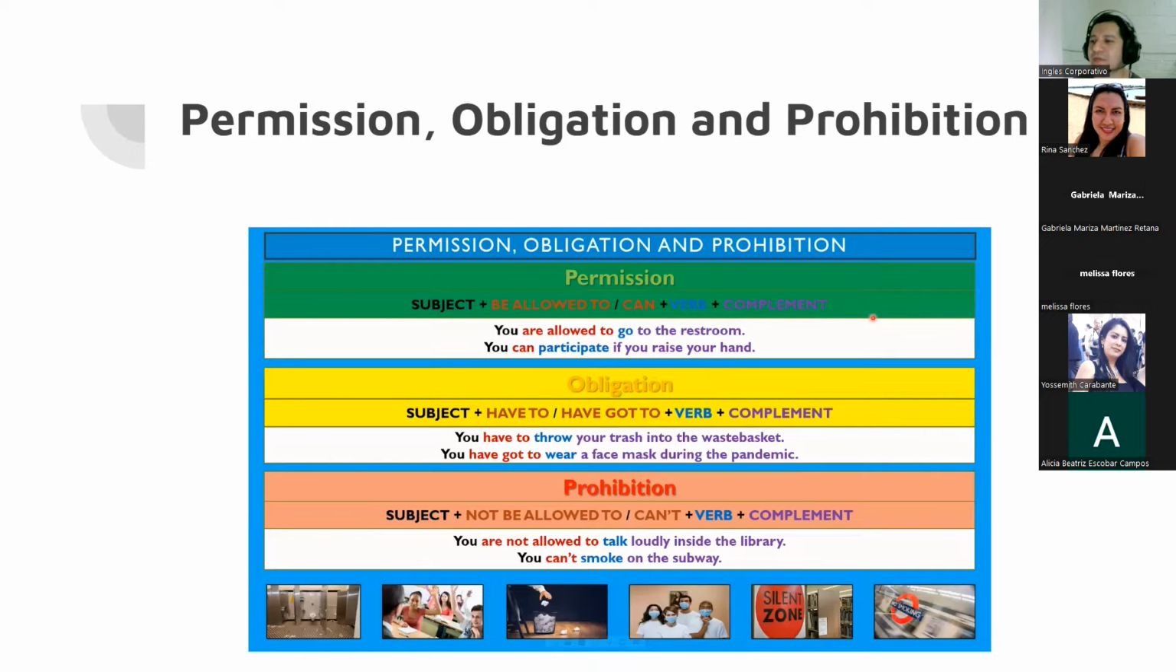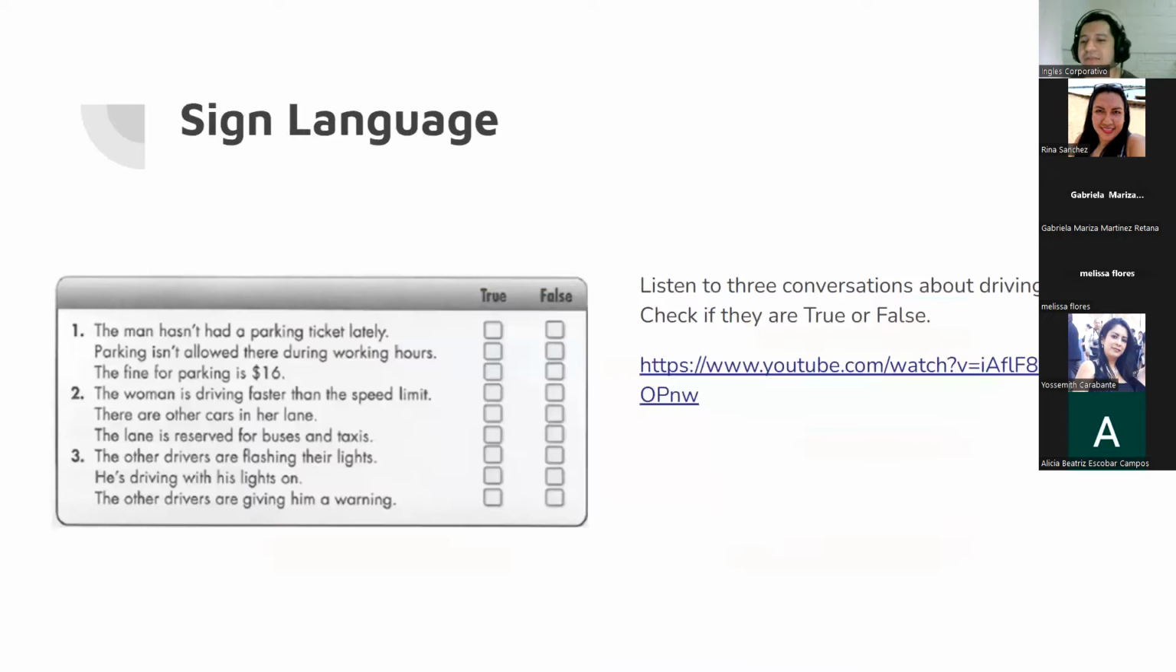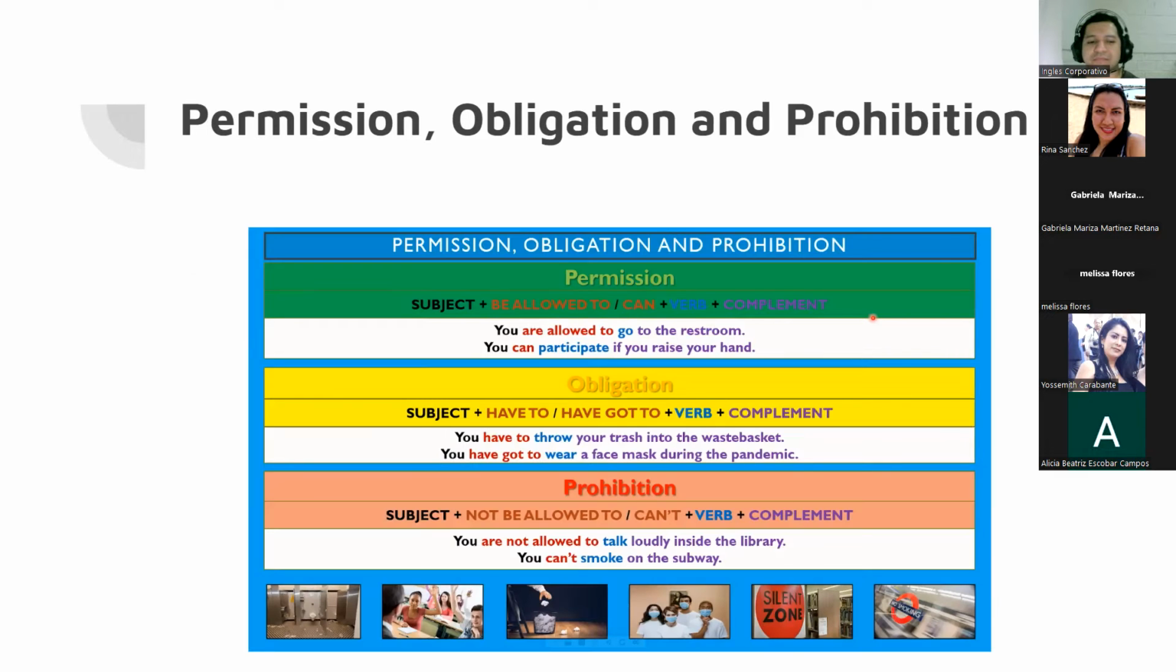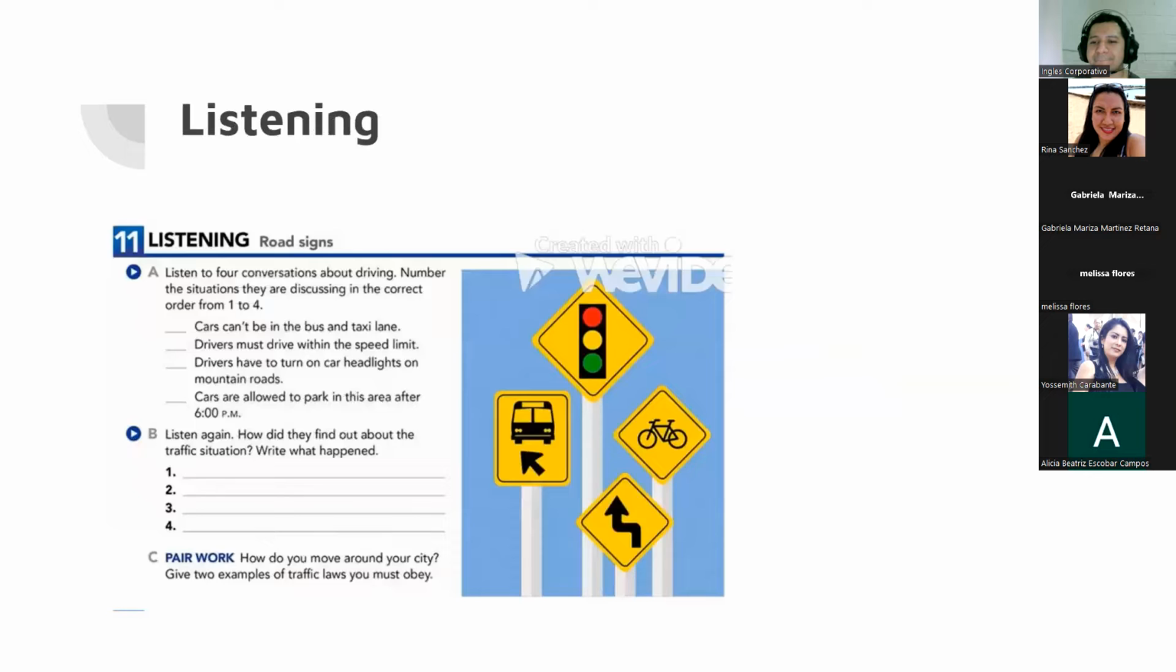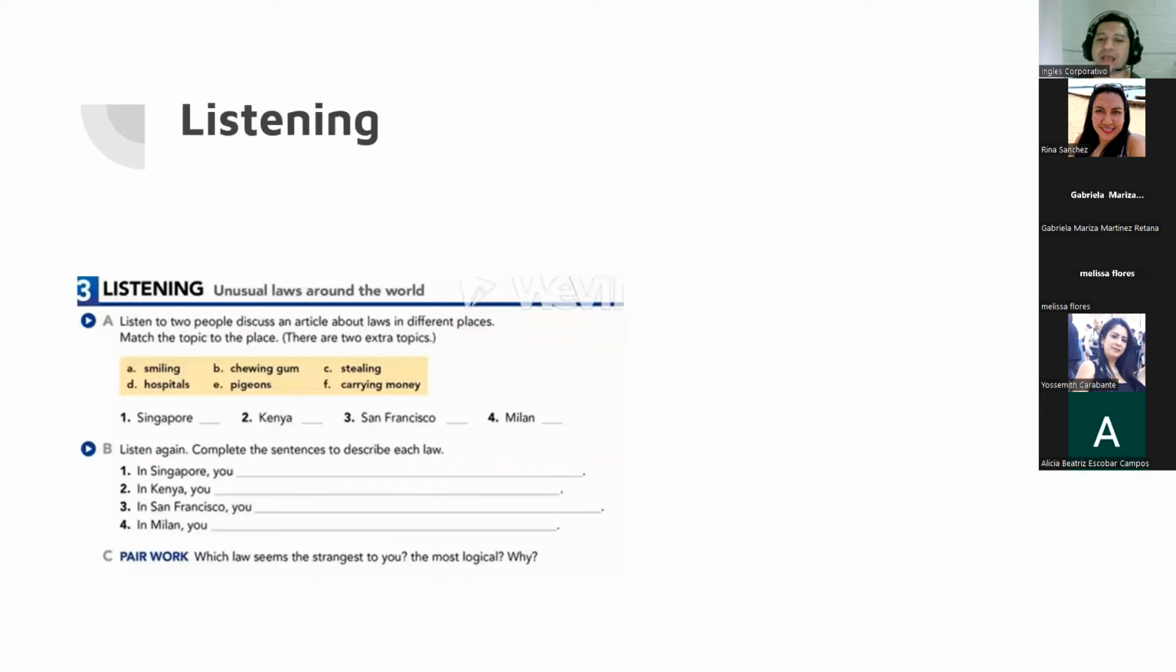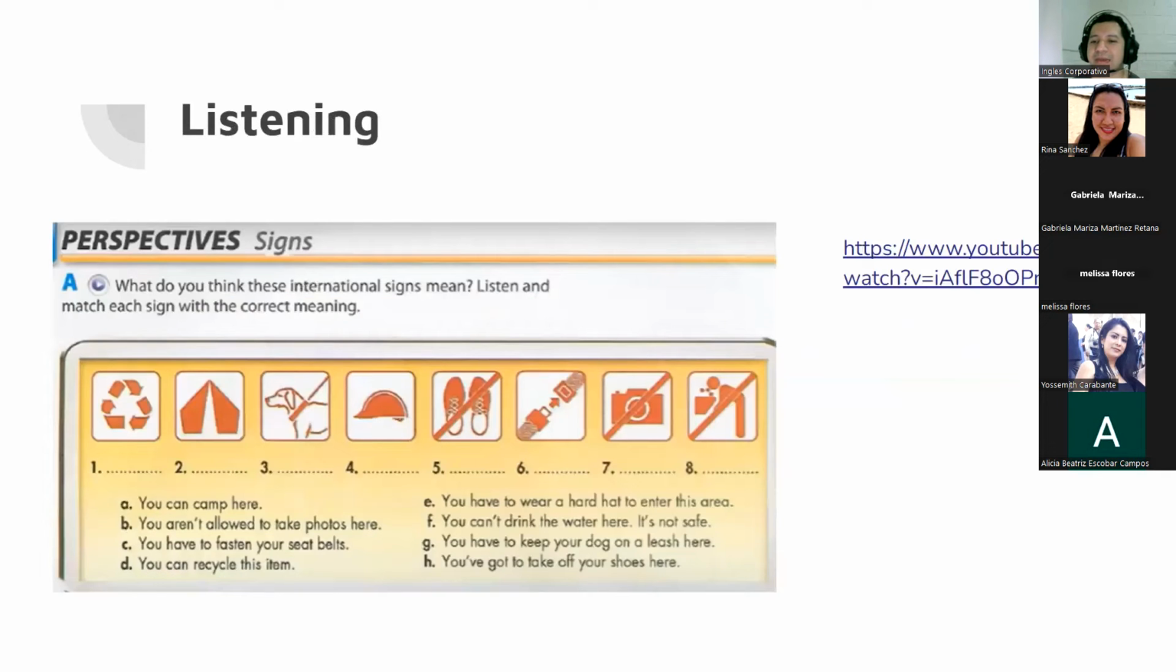I guess that you have understood everything, right? I don't know if you have any question about this. Actually, it's really easy to understand, right? I don't know if you have any other question about this. Questions about permission, obligation, and prohibition? No. No, okay.